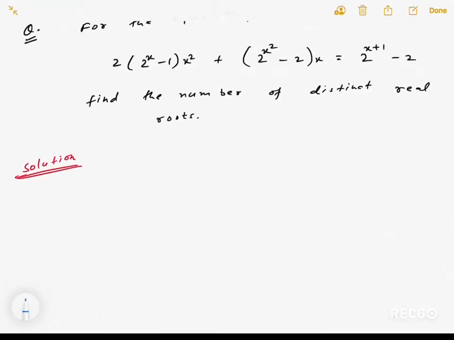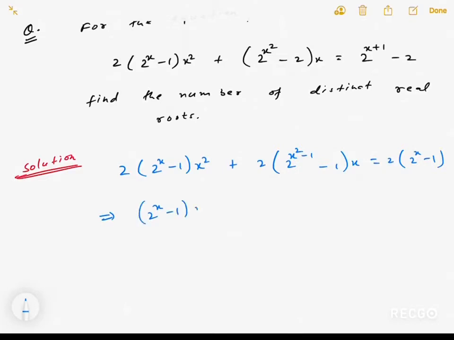I'm writing the first term as it is, that is 2 into 2 to the power x minus 1 into x square, and taking 2 common from the second bracket, I'm getting 2 into 2 to the power x square minus 1 into x, and again taking 2 common, 2 to the power x minus 1. So I'm dividing both sides by 2 and taking the RHS to the LHS, right? So I'm getting 2 to the power x minus 1 into x square minus 2 to the power x minus 1 plus 2 to the power x square minus 1 into x is equal to 0.